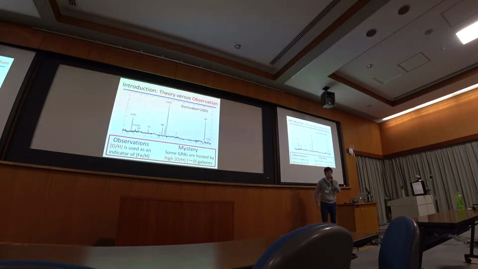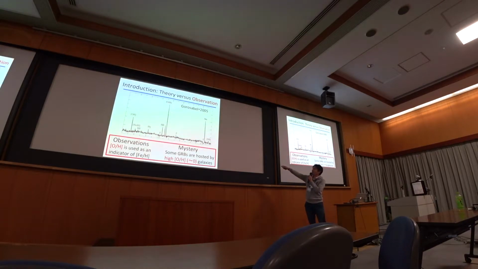But in observation, people usually use oxygen abundance, O over H, as an indicator of the iron abundance of gamma ray burst host galaxies. As you know, this is a typical spectrum of a host galaxy of a gamma ray burst.